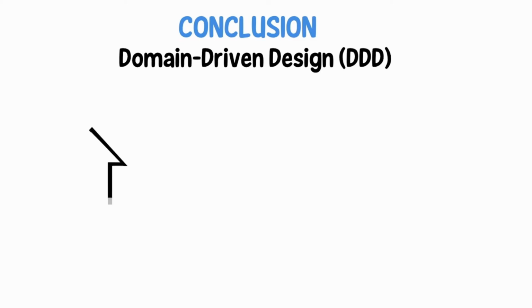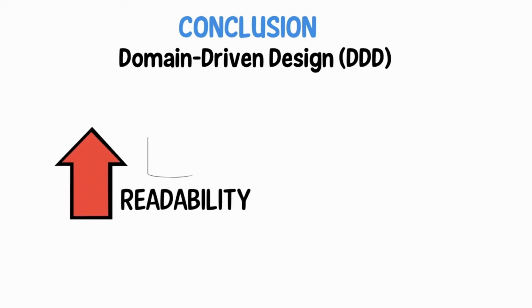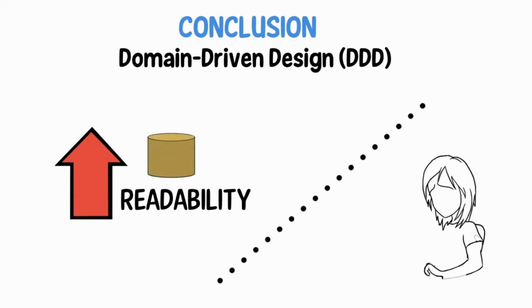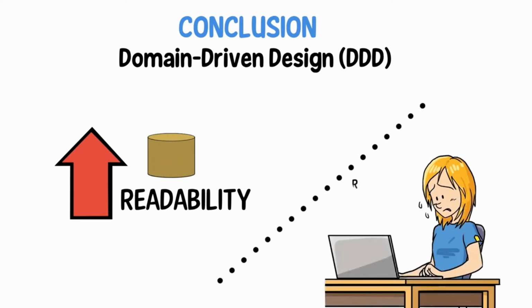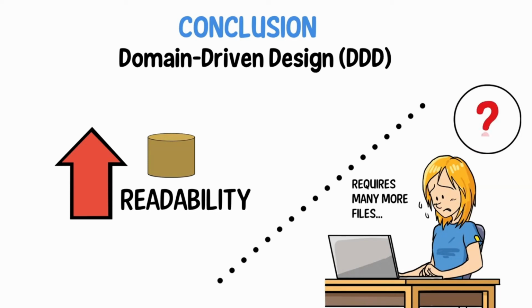In conclusion, DDD is a code ordering formula that significantly increases the readability and the scope of responsibility of a given part of the application. However, writing with these rules takes longer and requires many more files. There is also a problem with recognizing what belongs to which domain and to what layer.